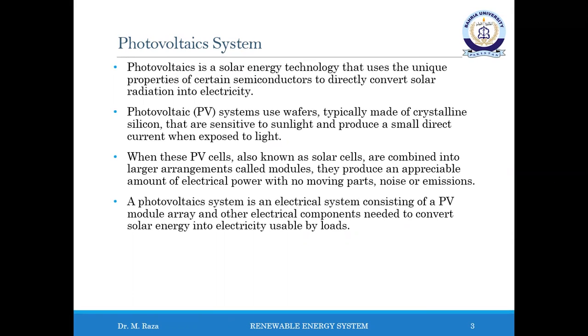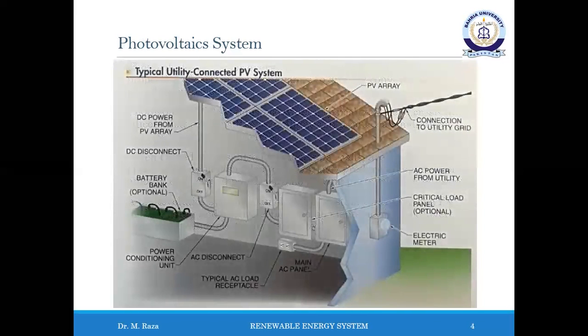A photovoltaic system is an electrical system consisting of a PV module array and other electrical components needed to convert solar energy into electricity usable by loads. PV system components can be arranged in many ways to design the system for different situations, but the most common configuration is a utility connected system, which is found on commercial and residential buildings.